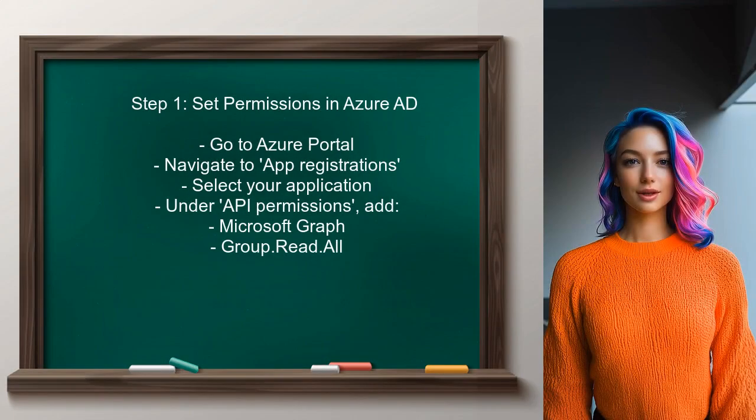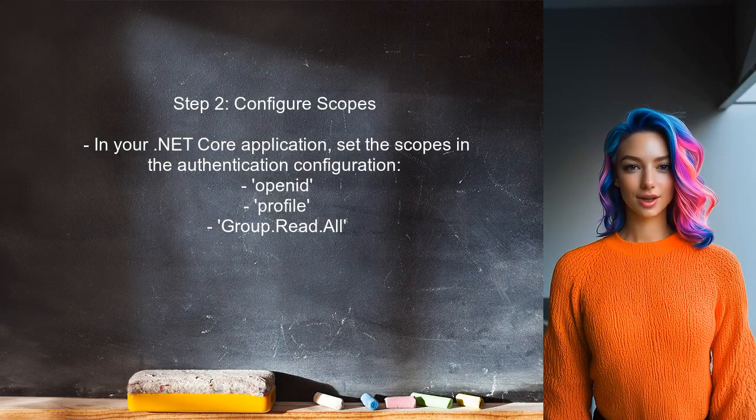To retrieve the list of groups that an Azure Active Directory user belongs to in .NET Core, the user should first ensure that they have the correct permissions set in Azure AD. This includes granting the necessary API permissions to access group information. Next, the user needs to configure their application to request the correct scopes when authenticating. This is crucial for obtaining group claims in the token.